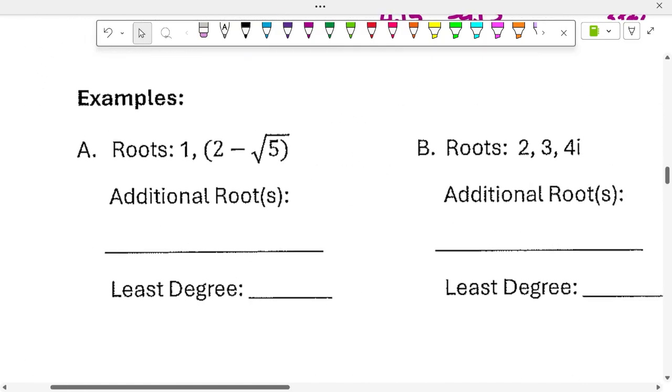They gave us two of the roots, 1 and then 2 minus the square root of 5. Is there another root that I need to add on there that I know for a fact has to exist? 2 plus the square root of 5. Good.